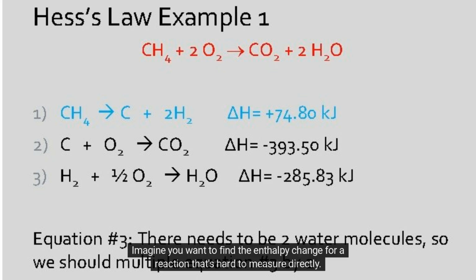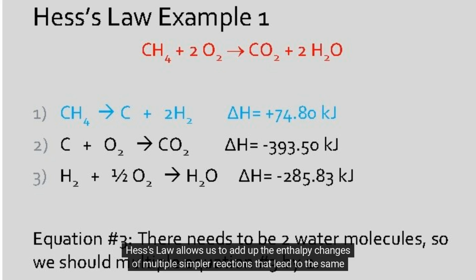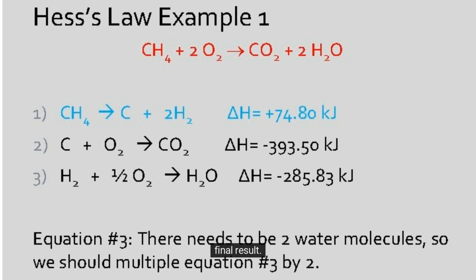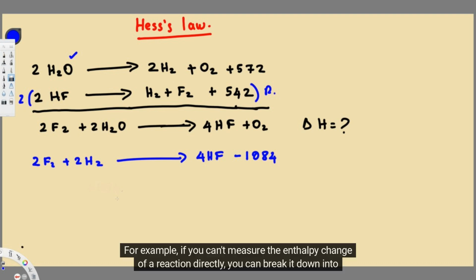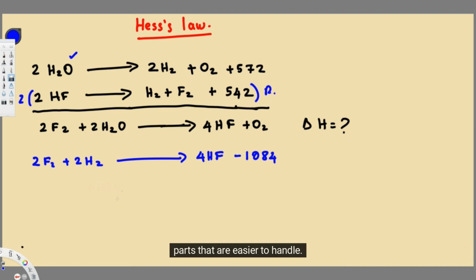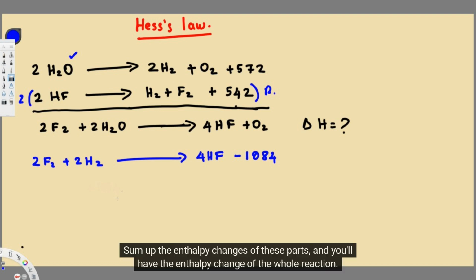Imagine you want to find the enthalpy change for a reaction that's hard to measure directly. Hess's law allows us to add up the enthalpy changes of multiple simpler reactions that lead to the same final result. For example, if you can't measure the enthalpy change of a reaction directly, you can break it down into parts that are easier to handle. Sum up the enthalpy changes of these parts, and you'll have the enthalpy change of the whole reaction.